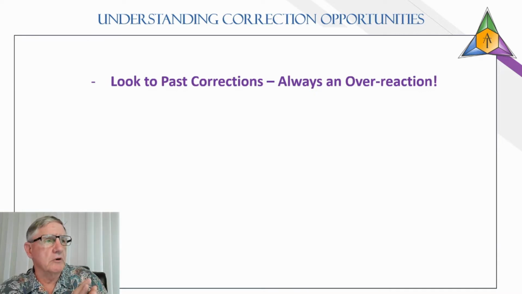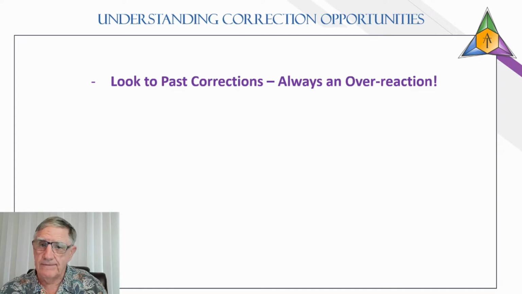One of the things we want to do when we see a correction like what's happening due to the coronavirus is look for past corrections and recognize that corrections always overreact. In other words, if the market is selling off, it will sell off too much.